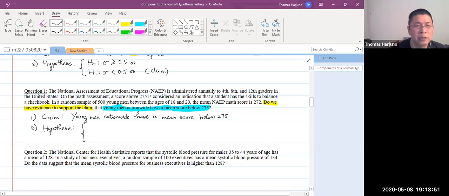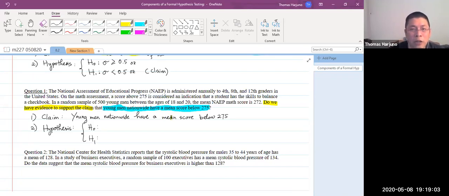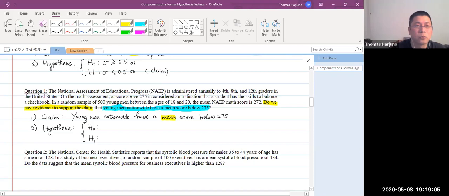Hypothesis: start with braces, null hypothesis and alternate hypothesis, stacked on top of each other with a colon. Then young men have the mean score. Oh, they're actually quite nice to give us the keyword, the mean. So the parameter is mu, below 275, which means less than, which means no equal sign. So it must be the alternate hypothesis, mu less than 275. Then the null hypothesis will be the complement of that, mu greater than or equal to 275.